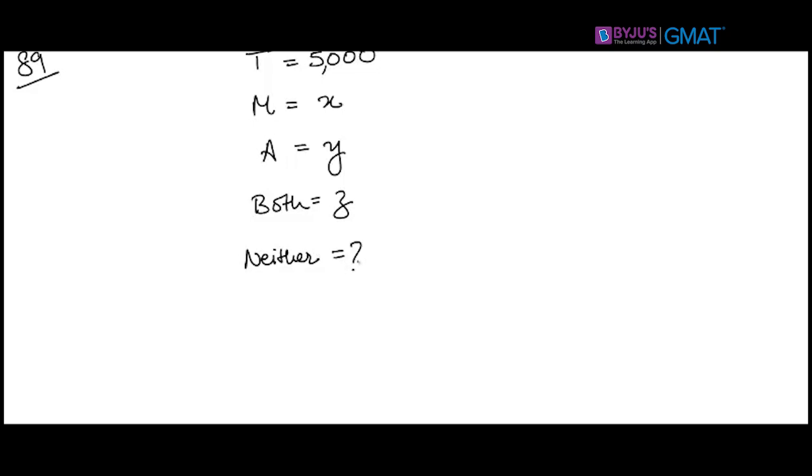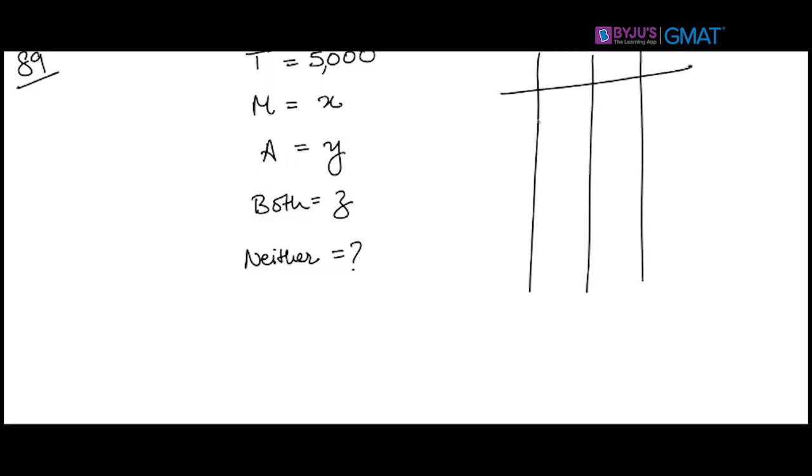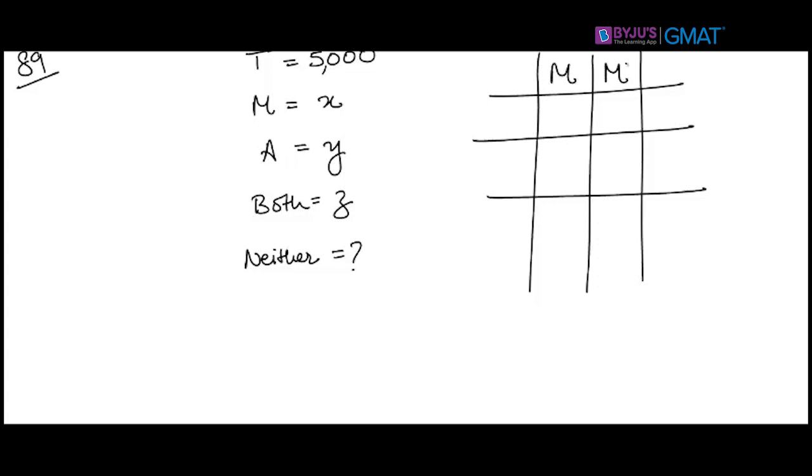Now a great way to solve this question is through a group grid. Once you have recognized that there are exactly 4 parameters, we can write it down like this: people who chose music, people who did not choose music, people who chose art, did not choose art, and this would represent total. So total we know is 5,000. Just fill in all the information here. Number of people who chose music is X, number of people who chose art is Y, number of people who chose both is Z.